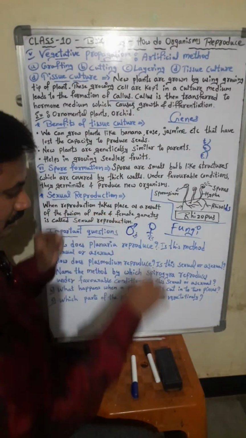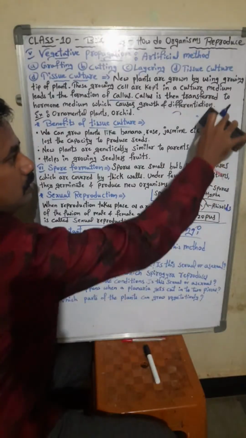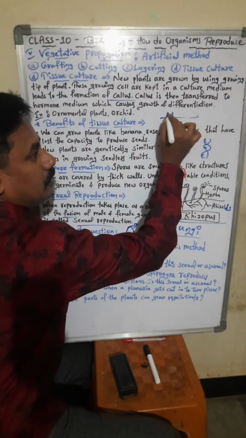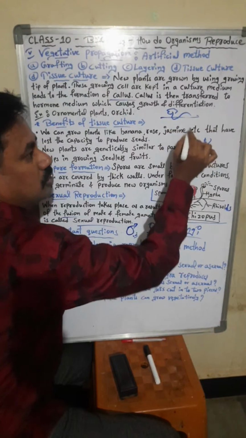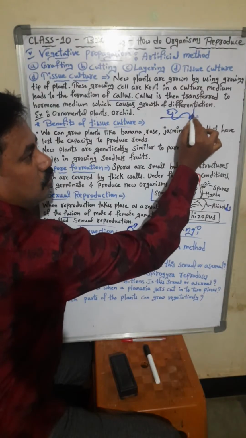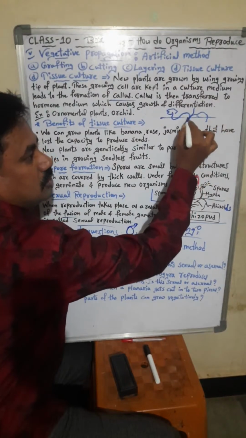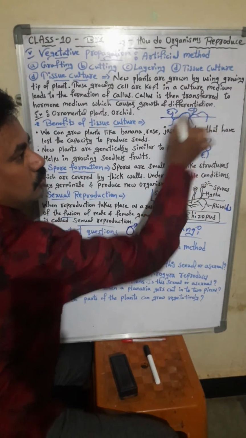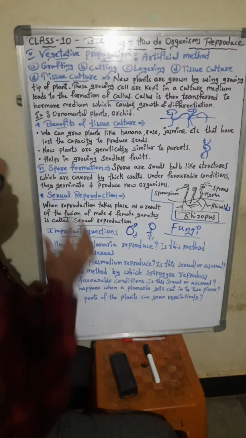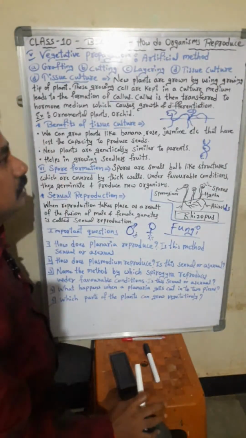Layering, okay, the plants will grow, students. Their roots will come out. We take this root and fix it in the soil. Again the plant will grow, again roots will come, so we fix it in the soil. Roots will grow, another plant will grow. So this is an example for layering. Jasmine is an example.